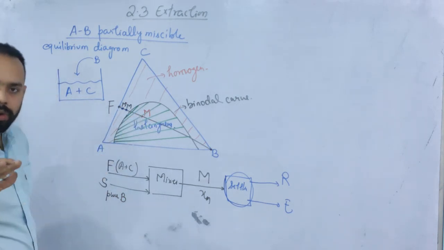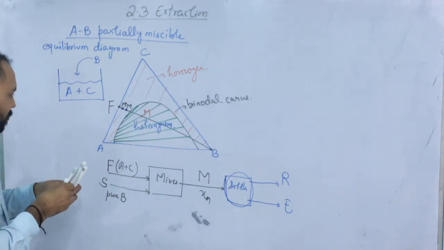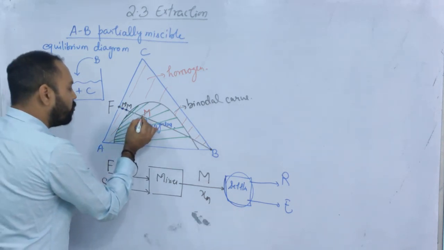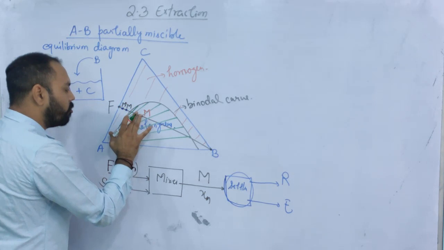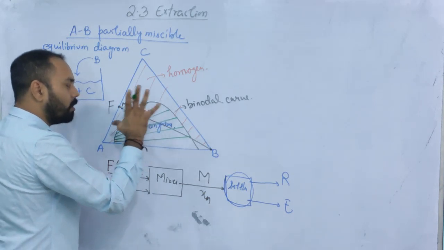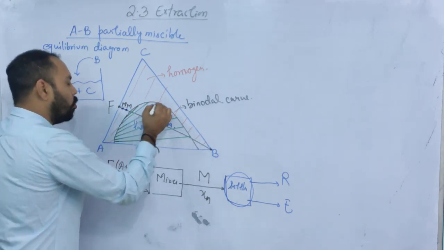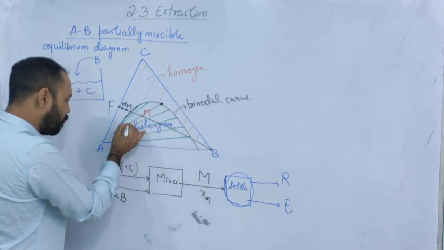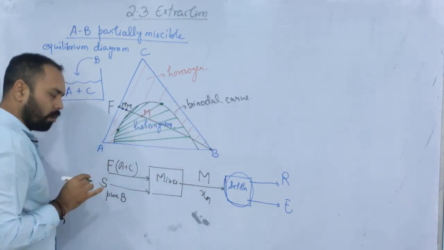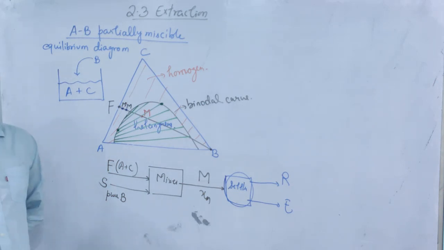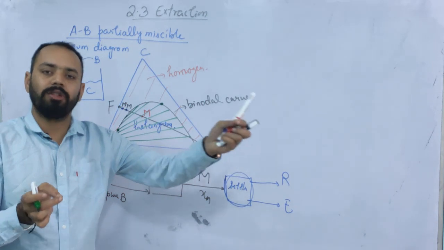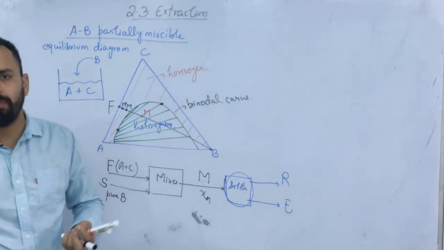Then you leave the mixture. What is going to happen? There is an equilibrium line, a tie line, passing through this point M. Fine. Now after some time you will find that the mixture has separated into two phases. One phase composition is given by this dot and the other phase composition is given by this dot. You must know the use of the tie line. The end points of the tie line give the composition of the two phases in any operation.